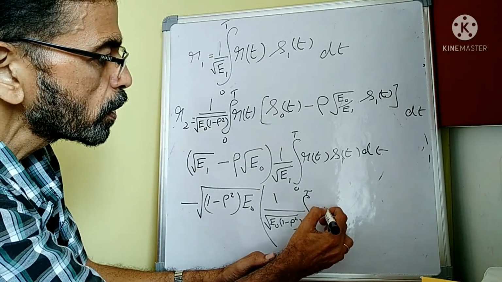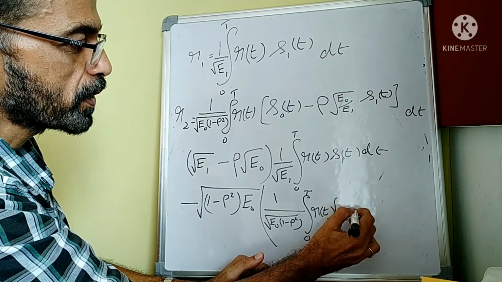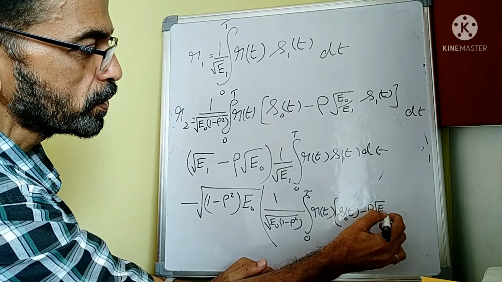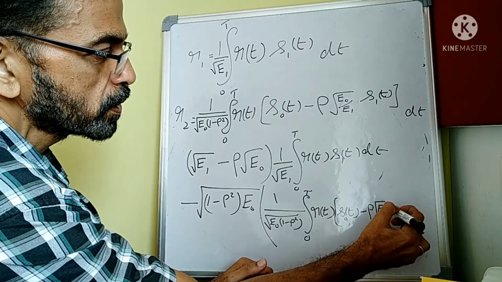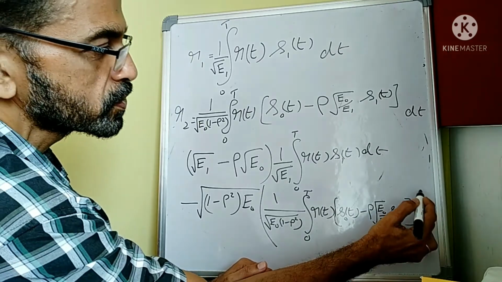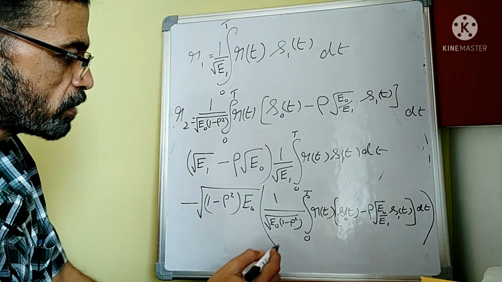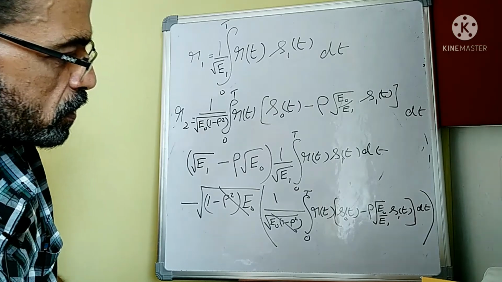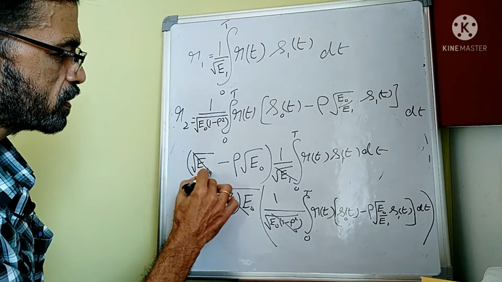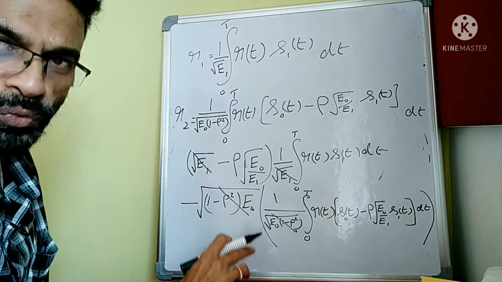r(t) into, I think I may end up cramming, but okay, let's see, minus rho root E naught by E1 s1(t) dt. Yeah, I think that is legible enough to see. Right, now you can see that when you expand the brackets, of course these will cancel each other, and we will get something like this when I divide both of these terms with root E1.